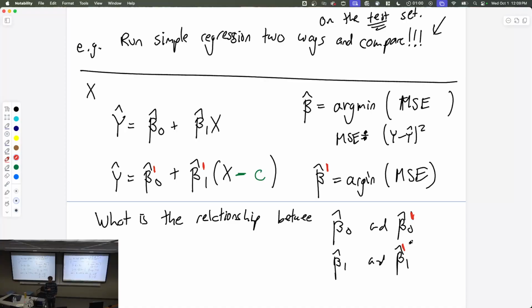Any ideas? I think some portion of the original beta 0 could go to the beta 1 prime. Yeah, that's right. You're saying some portion of the original beta hat 0 could go into the beta hat 1. How would you mathematically see that? You're exactly right. There's some kind of relationship between these two things.